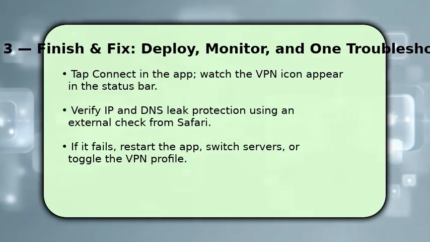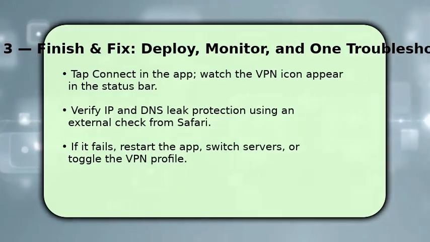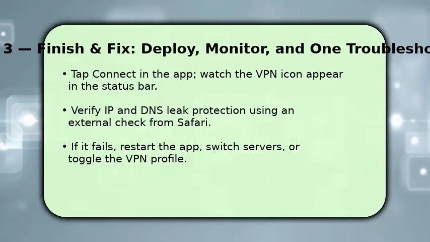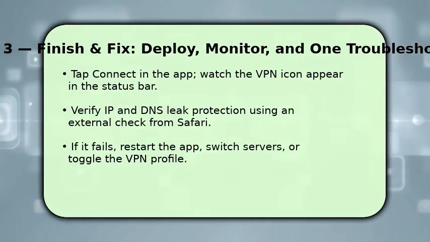If connectivity fails, restart the app, switch to another server, and toggle the VPN profile in settings. One key troubleshooting tip: if apps still leak, enable the app's DNS leak protection and reapply the kill switch, then reconnect.